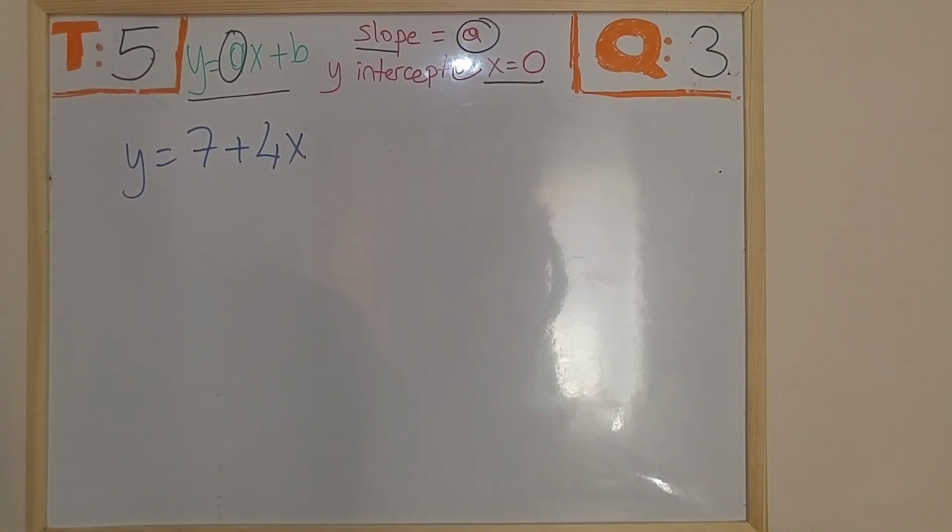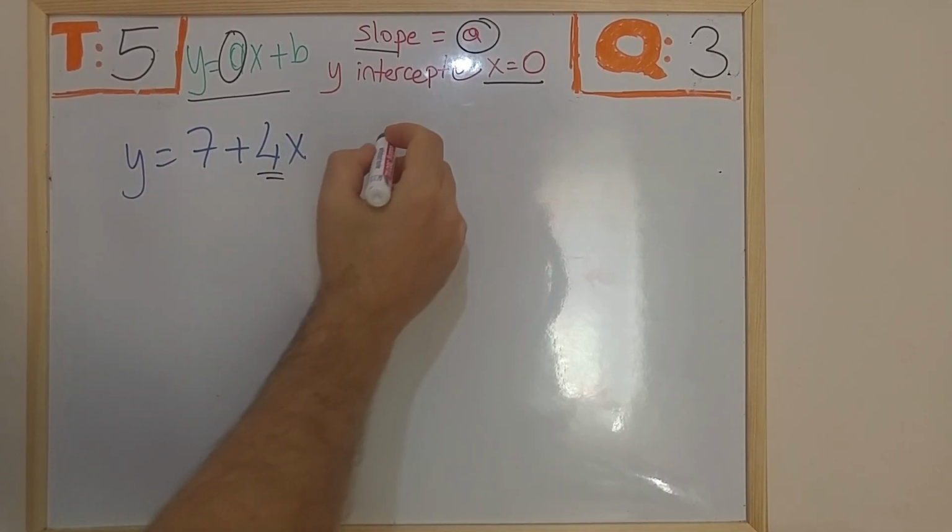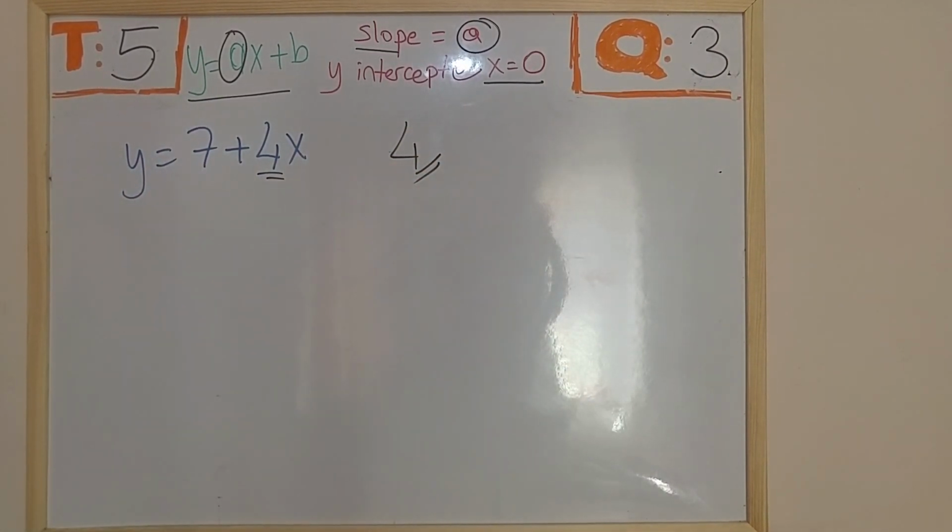y is equal to 7 plus 4x. The coefficient of x here is equal to 4, not 7. Therefore, the answer is 4.